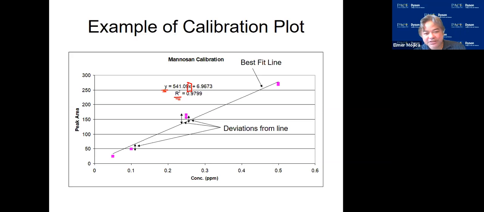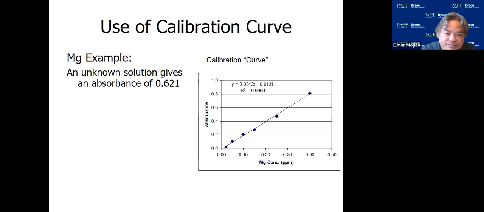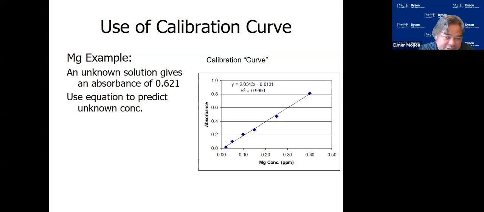There's a term that we use, the method of least squares. So if you have a calibration curve like this one, and you're given an unknown solution that gives an absorbance of 0.621, what is the corresponding concentration of your unknown?